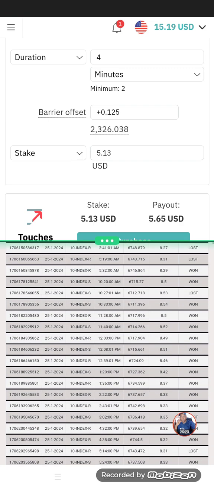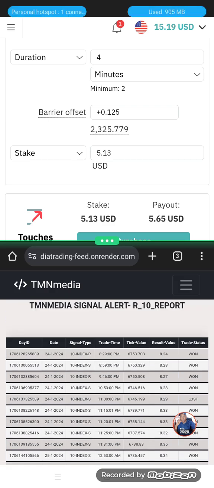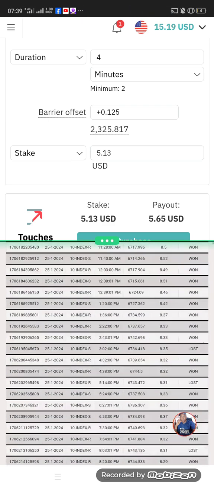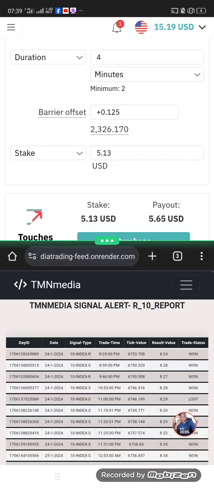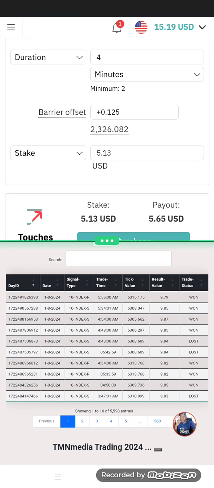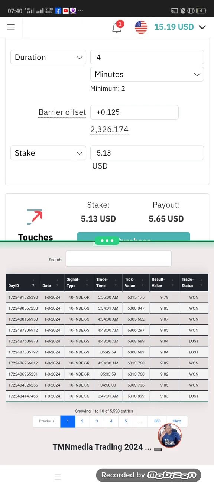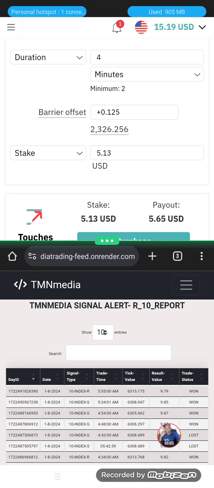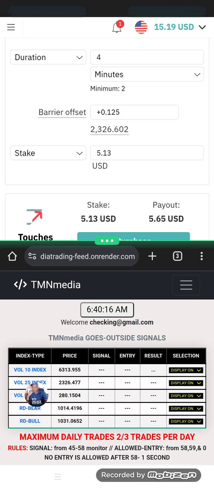When you are loading them for the first time, it's going to analyze all the data from this year. That's about 8 months of data, not just for today. Look at it here, over 5,000 records. That's over 8 months of data. So for goes outside, all you need to do is click on any of the indices, and you'll see the records for goes outside.